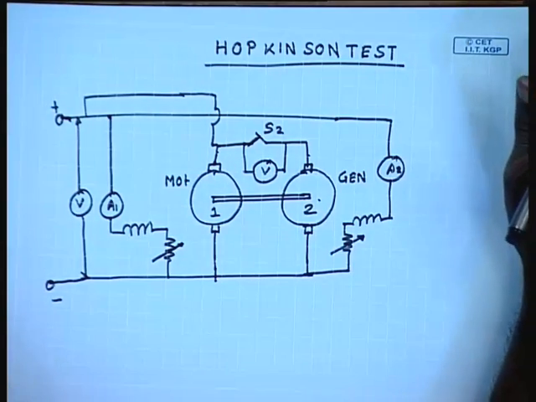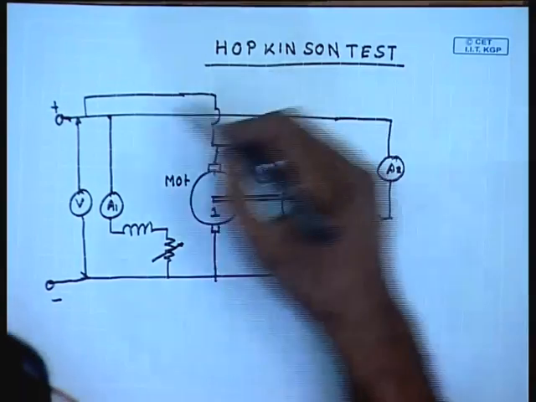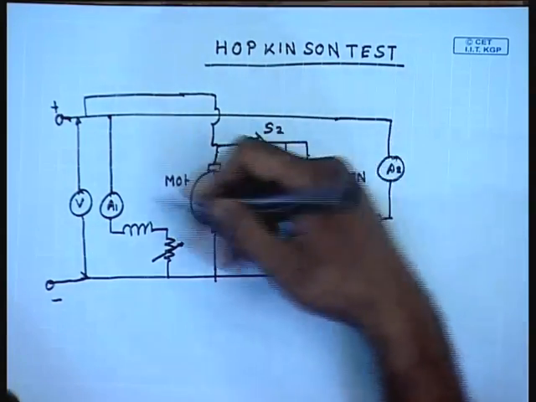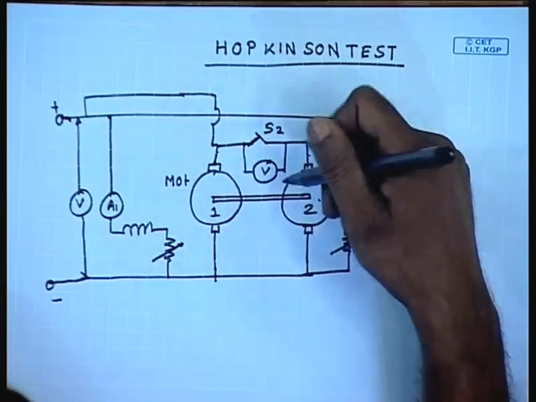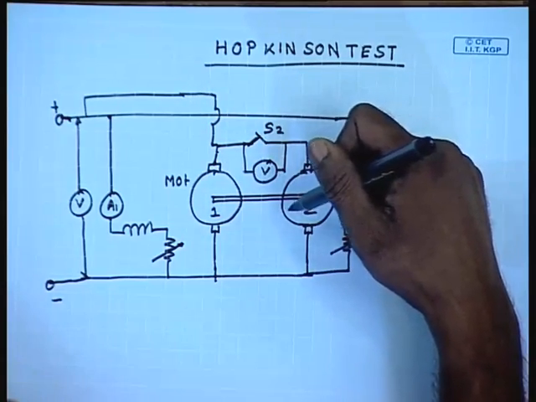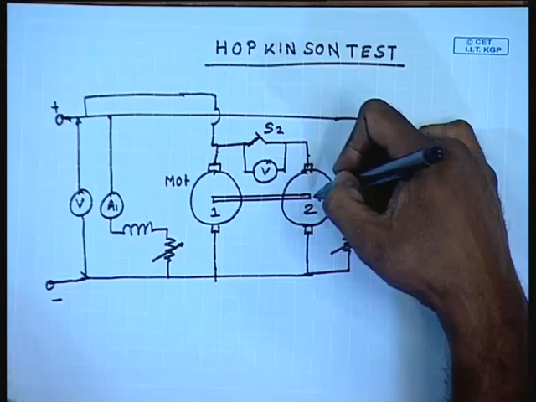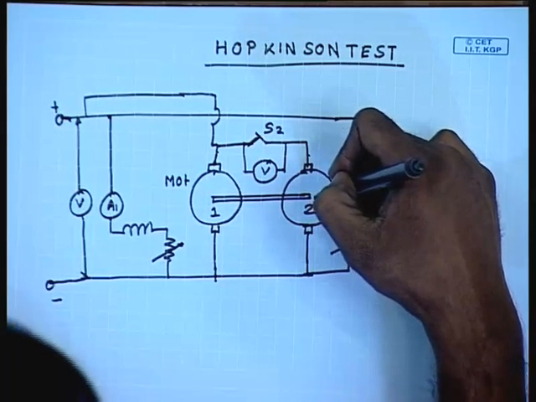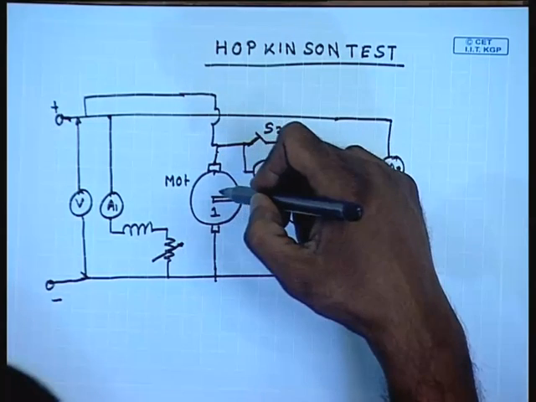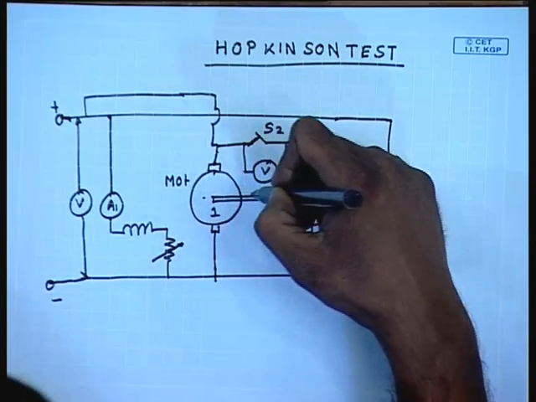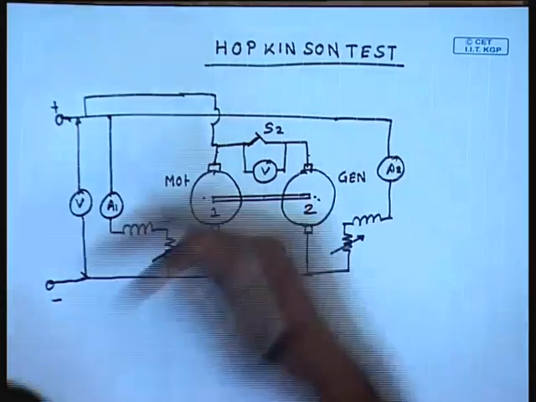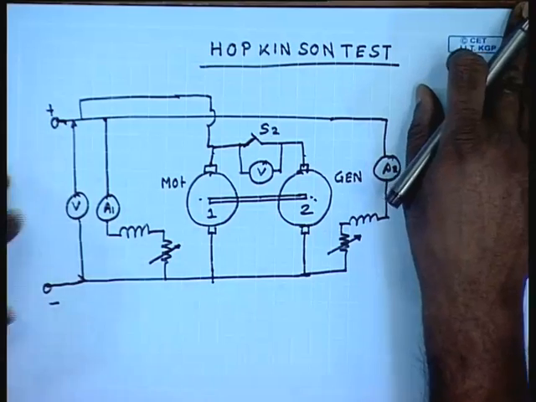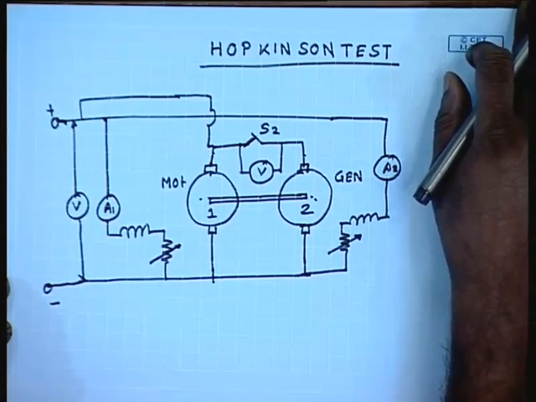Now, what happens is that the total current drawn from the supply will be simply the losses of the two machines. The electrical power developed by the generator will be consumed by the motor, whereas the mechanical power developed by the motor will be used to run the generator. So, this is something like a back to back test which we have seen in case of a transformer, which is called the Sumpner test.